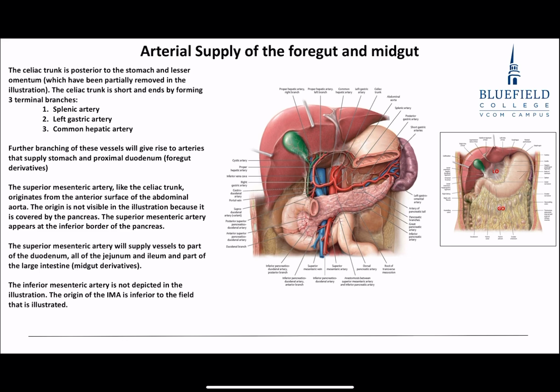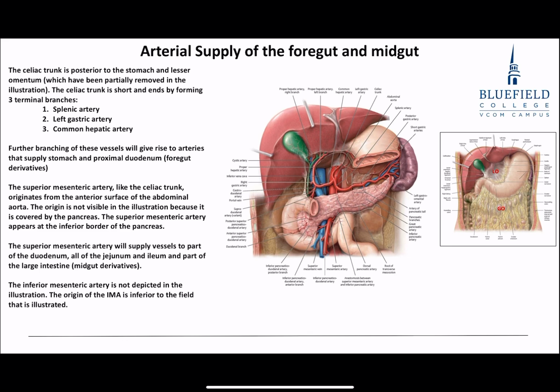And this is the one that's going to spew out into the root of the mesentery and go to all 20 feet of the small intestine. It will also go to the ascending colon and to the proximal 2/3 of the transverse colon. So here's a picture then of the superior mesenteric artery.